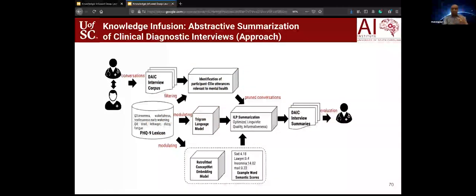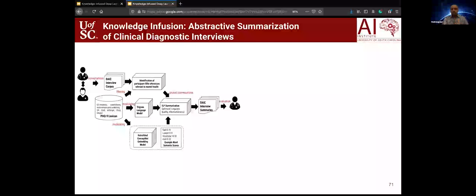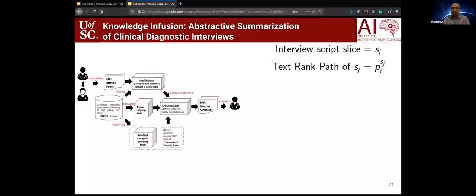So this is pretty much an architecture that you can come up with, where you have conversations, and you want to filter the conversations based on some keywords. You want to modulate your embeddings, because you want to make them closer to your domain-specific information and remove the garbage, and you want to improve your language model as well, because your language model is generic. So you want to change your embedding model and your language model, because those are two generic models. And you want to put them into an optimization framework so that you can optimize on your linguistic quality and informativeness.